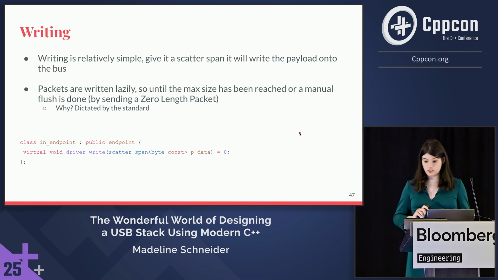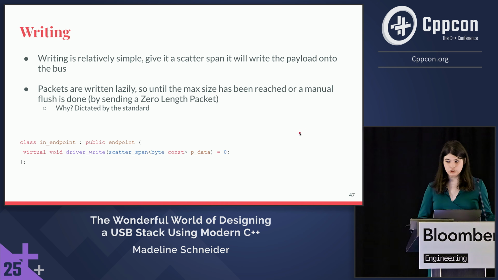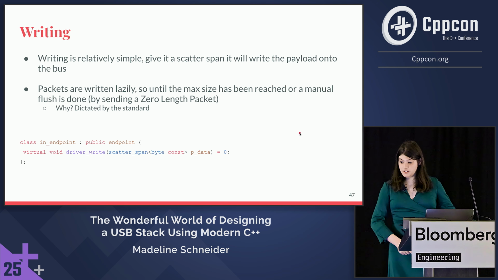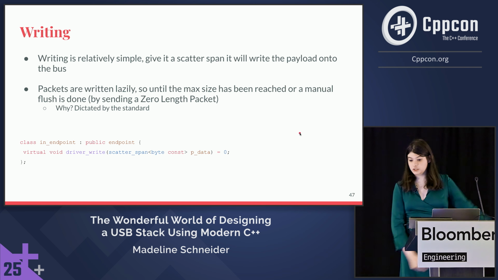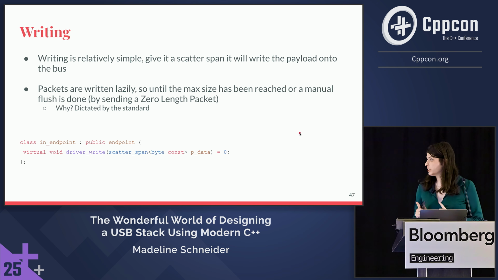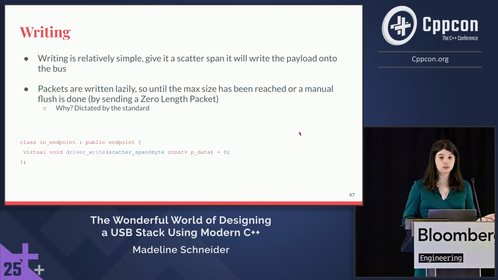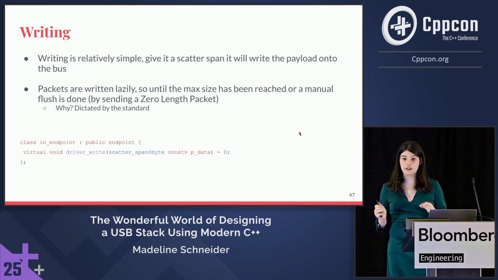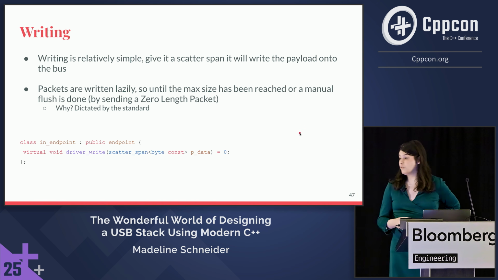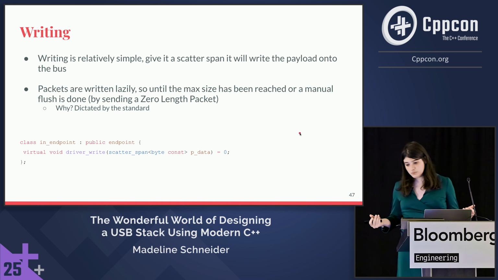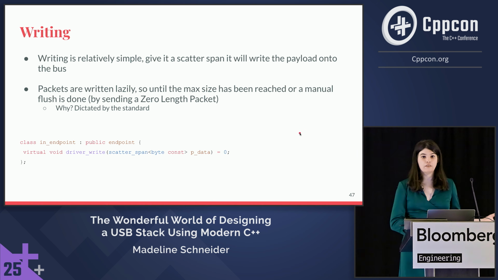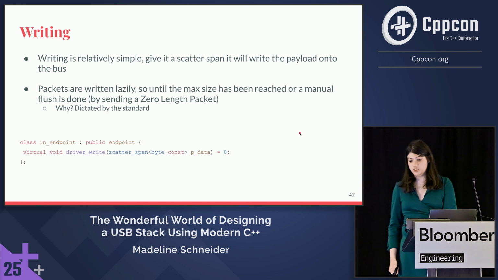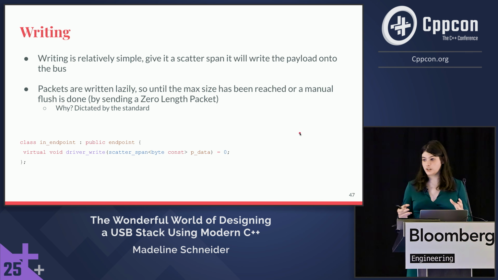Okay, so writing. So these are the in endpoints. Remember, it's all host-centric. Writing is pretty simple. You give it a scatter span, and it will write the payload onto the bus. However, there is a small caveat to this, and that is data is only written onto the bus once the amount of data that can fit within an endpoint is at its maximum. So if an endpoint is 16 bytes, it will not send off until you send 16 bytes. Or you flush by sending a zero-length packet, which is a data transaction with no actual data.